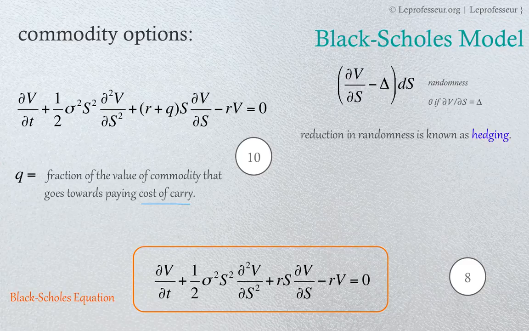Well, no free lunches. That's a saying in the world. In the same way, if somebody is holding the commodity for us, we have to pay. And how are we going to pay? We're going to pay from our asset, from the value of the commodity, or some fraction of the value of the commodity, which will go towards paying the cost of carry in any way you can think of.